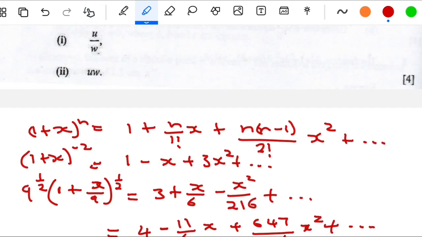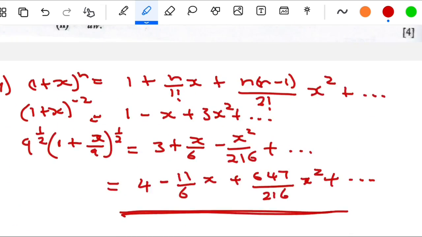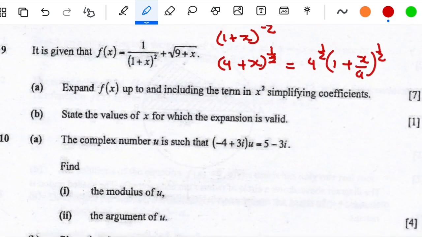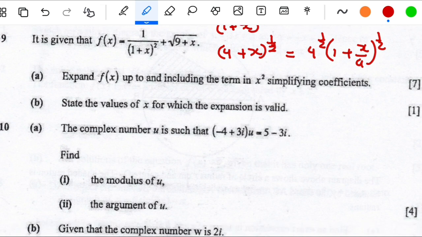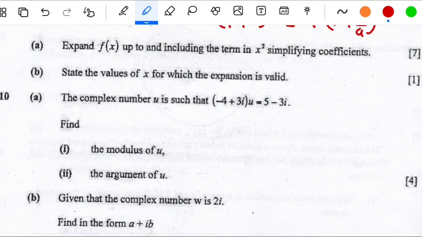This was A, number 9. So now we are moving on to number 10. Number 10, A says the complex number u is such that (-4 + 3i)u = 5 - 3i. Find the modulus of u. Okay, and then the argument of u.